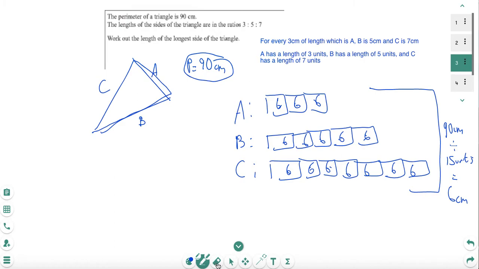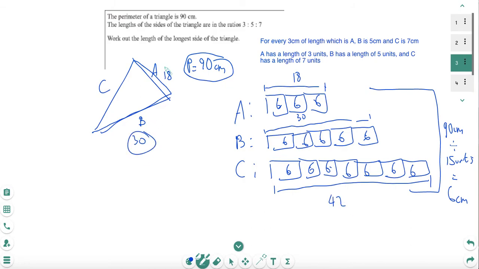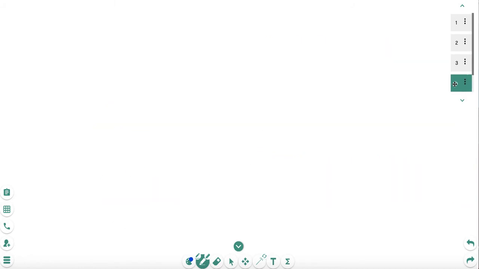All right. Now, we can find the lengths of all the sides. Well, side A is 6, 6, 6, which is 18. So we know A is 18. Side B is 6 times 5, which is 30. And side C is 6 times 7, 42. So 18, 30, and 42. So the longest side is 42 centimeters. All right, let's go to the next one.